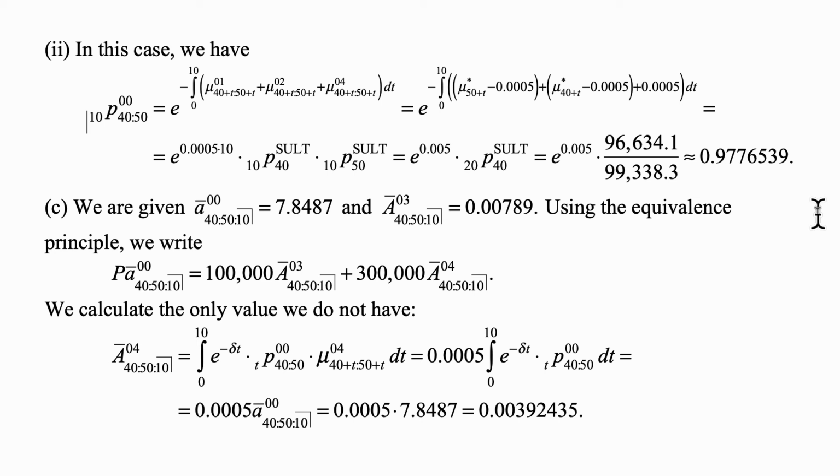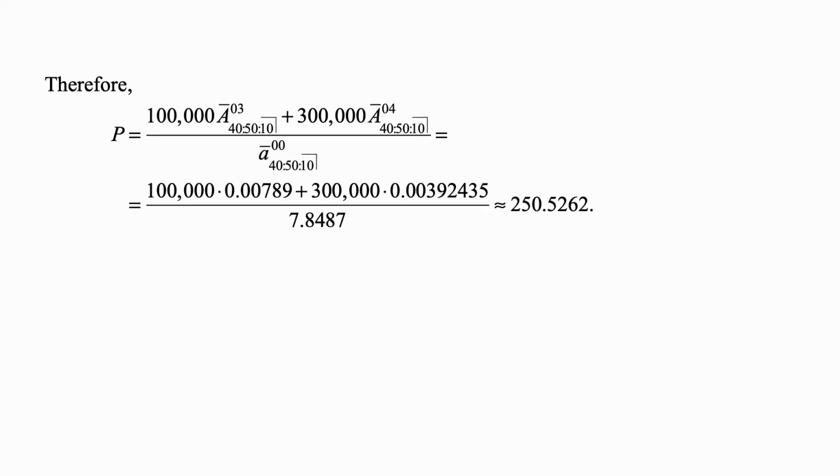Okay, and that mu 04 is a constant, so we put that constant in front. That's 0.0005 times the integral from 0 to 10 of e to the minus delta t times tp 40 colon 50 00 dt. Well, this expression is actually just A bar 40 colon 50 colon angle 10 00, which is given. So we plug that in, and we get 0.00392435.